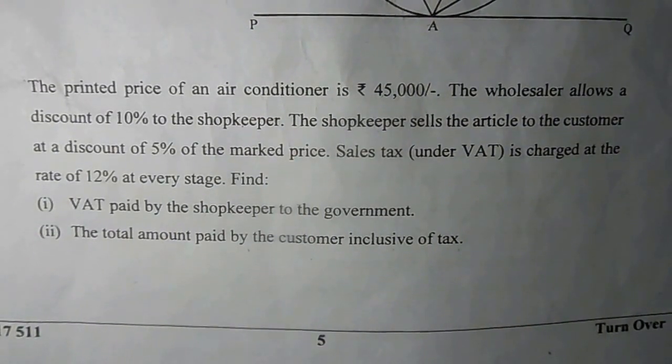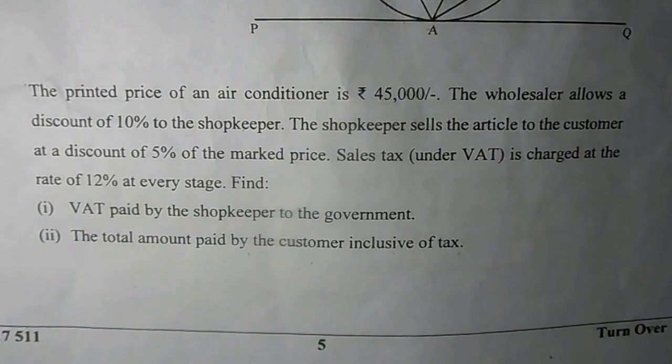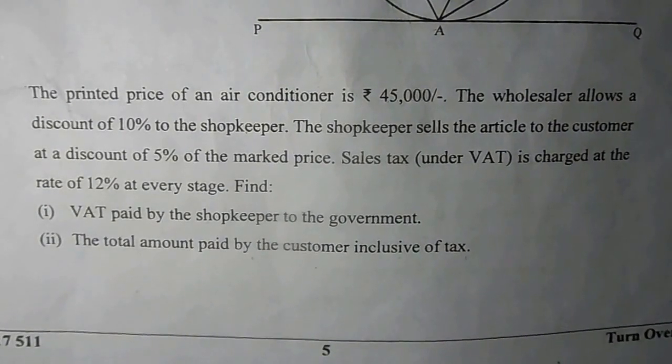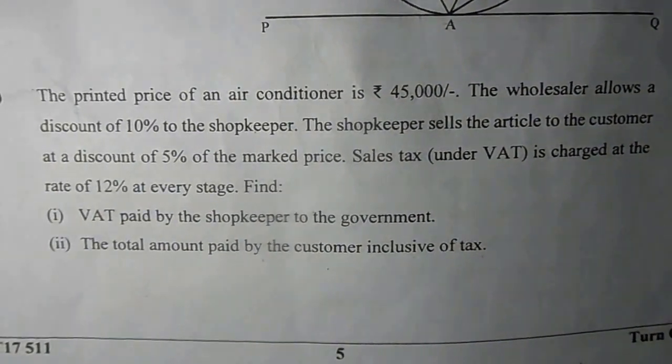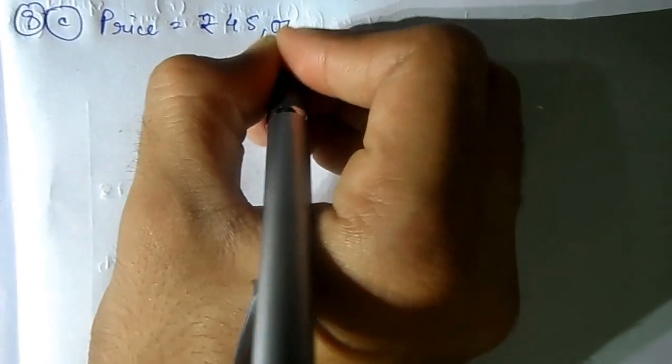Now, as you all know, VAT has vanished from our country. We have GST. So I guess this question will also vanish from the syllabus. So let's write the details first. Now the printed price is equal to rupees 45,000.